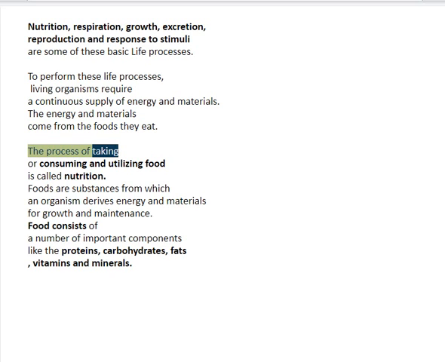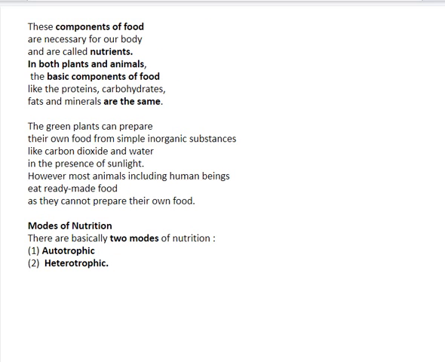The process of taking or consuming and utilizing food is called nutrition. Foods are substances from which an organism derives energy and materials for growth and maintenance. Food consists of a number of important components, like proteins, carbohydrates, fats, vitamins and minerals. These components of food are necessary for our body and are called nutrients.